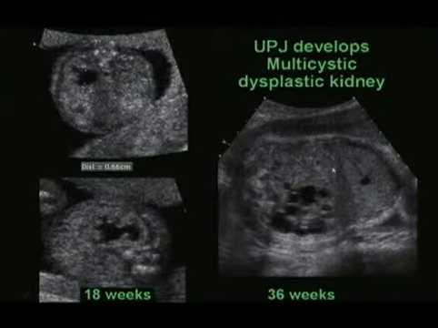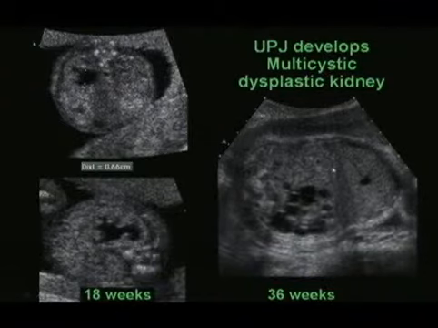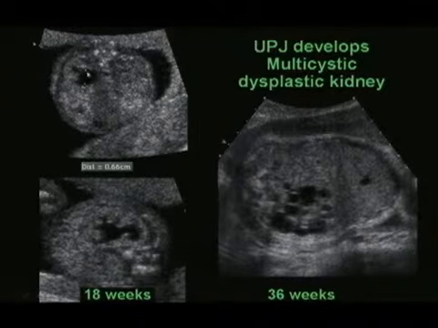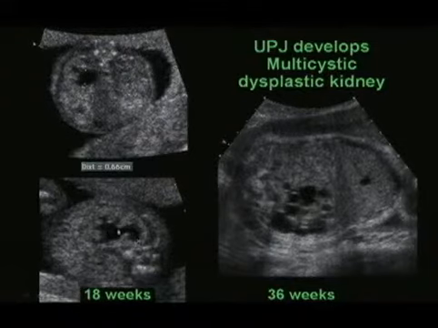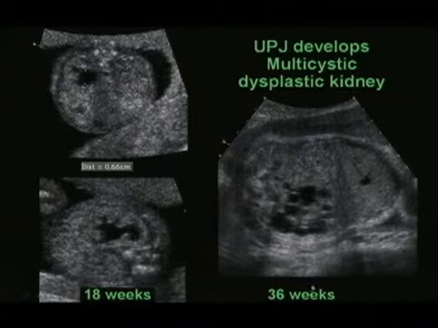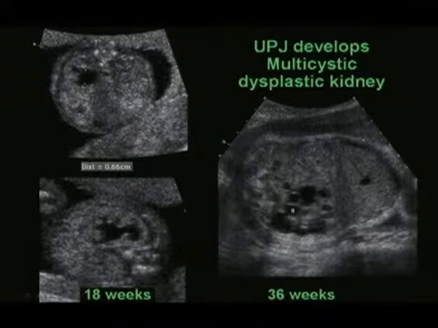Now here's a fetus who developed a multicystic dysplastic kidney from a ureteropelvic junction obstruction. You can see that at 18 weeks gestation, there was a dilated renal pelvis to 6.6 millimeters, and there were dilated calyces, so this was a hydronephrotic kidney. When the patient returned for a 36-week follow-up, the kidney was no longer hydronephrotic, but had been replaced with multiple cysts and almost complete destruction of the renal parenchyma.